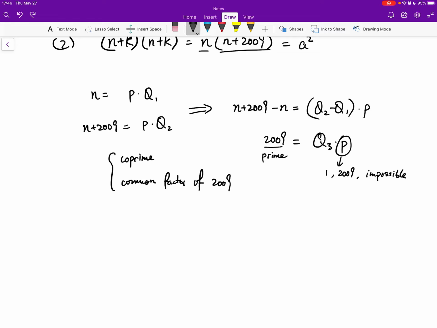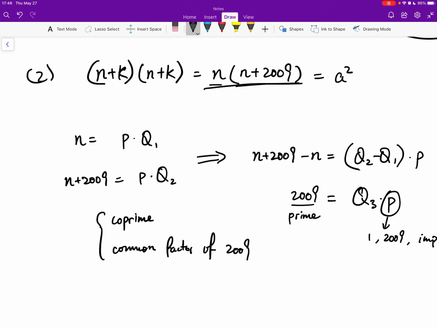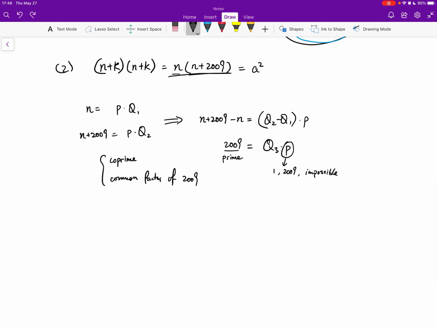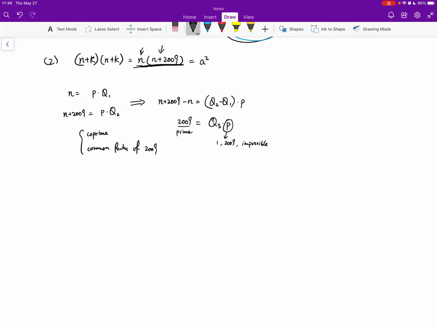After knowing that n and n plus 2009 are co-prime, how do we get to the fact that they cannot make up a square number? Well, if we know that n and n plus 2009 are co-prime, that means all the factors of n cannot find a matching factor in n plus 2009. So it differs from the first case, where n equals p squared and n plus 2009 equals q squared. Well, I said the other way around, but you get the idea.